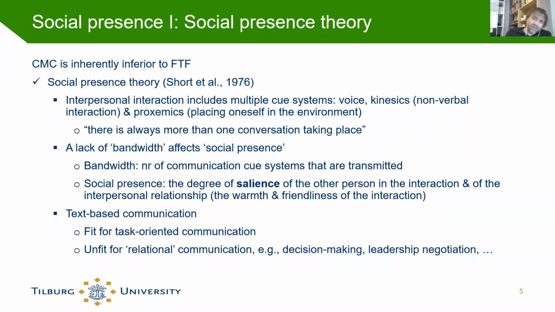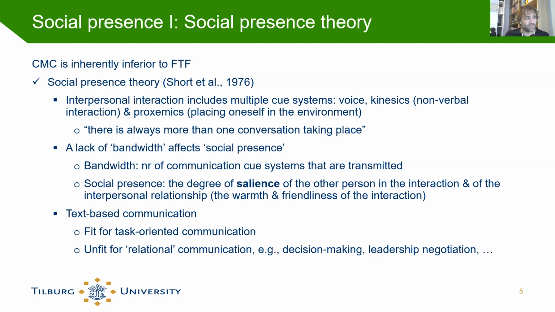The theories also say, because of this lack of cues and because of this mediated interaction, the social presence also decreases. And social presence is a psychological feeling of being together with someone. So the degree of salience of the other person in the interaction and of the interpersonal relationship. So it's really the impression that you have that you're really talking to someone else near you, and not to, for example, a robot. So that's social presence. And the theories say lack of bandwidth decreases social presence.